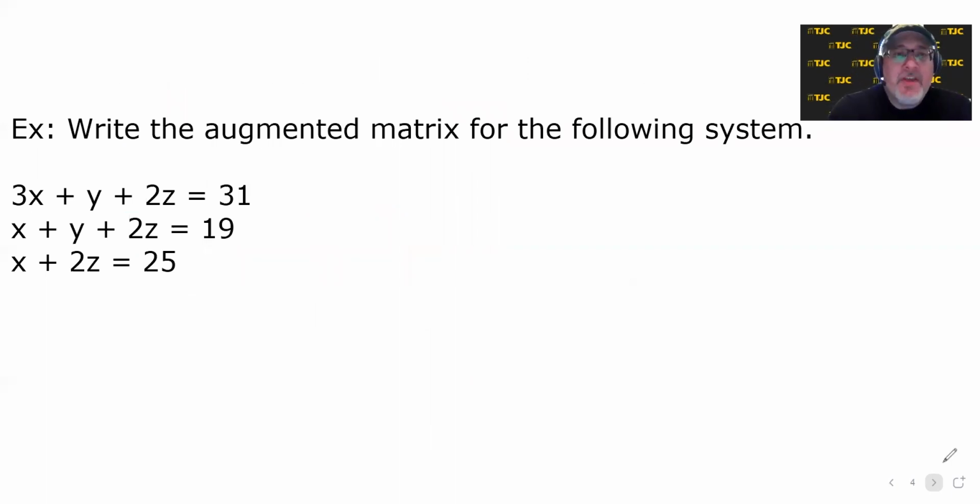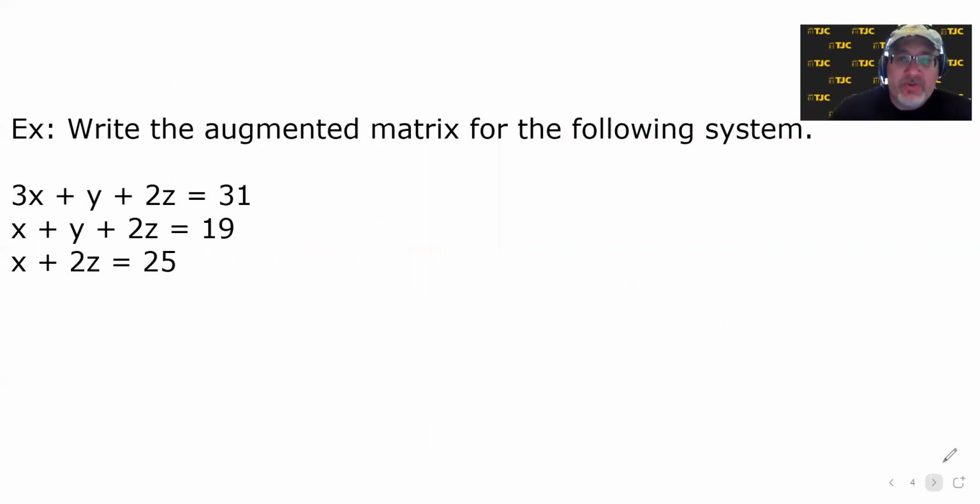In this one, we're going to write the augmented matrix for the following system. 3x plus y plus 2z equals 31. x plus y plus 2z is equal to 19. And x plus 2z is equal to 25. Now, I'm not concerned with solving this system right now. I just want to represent it as an augmented matrix.